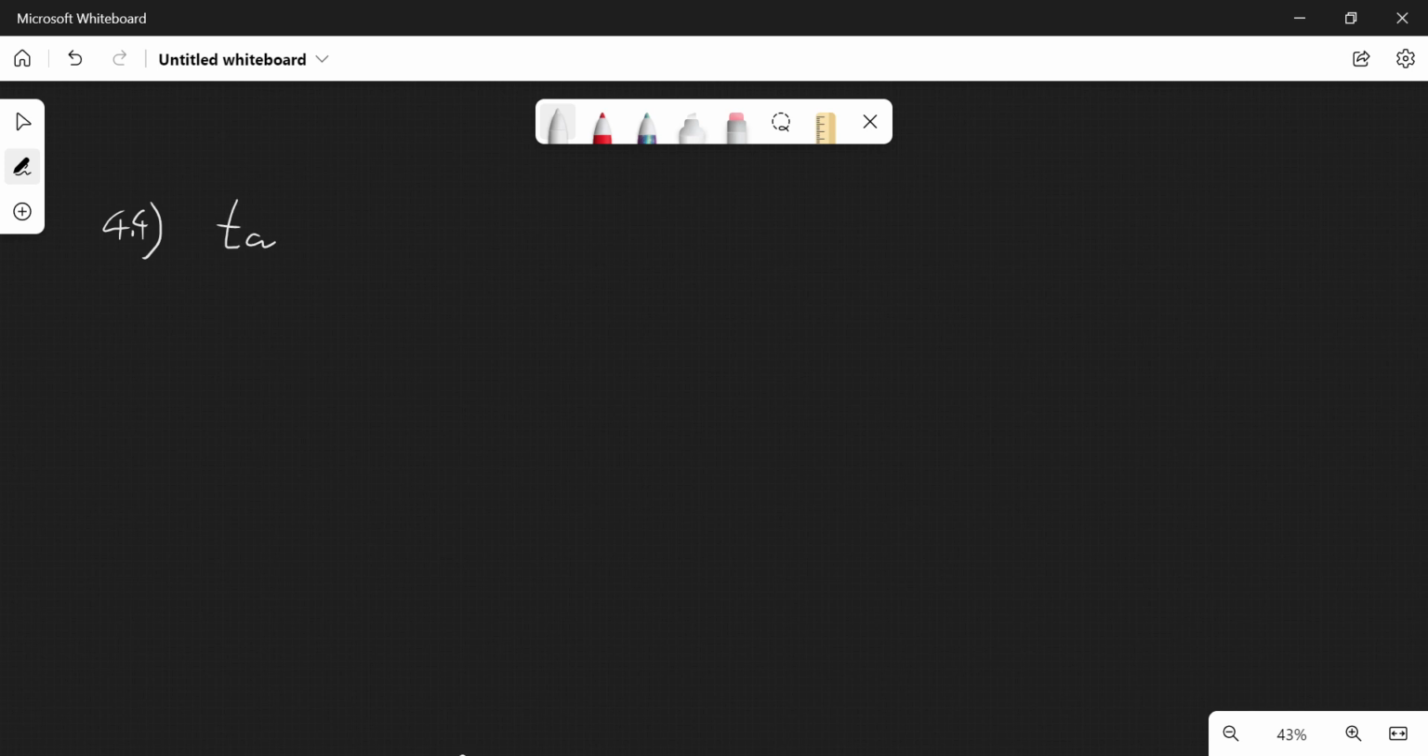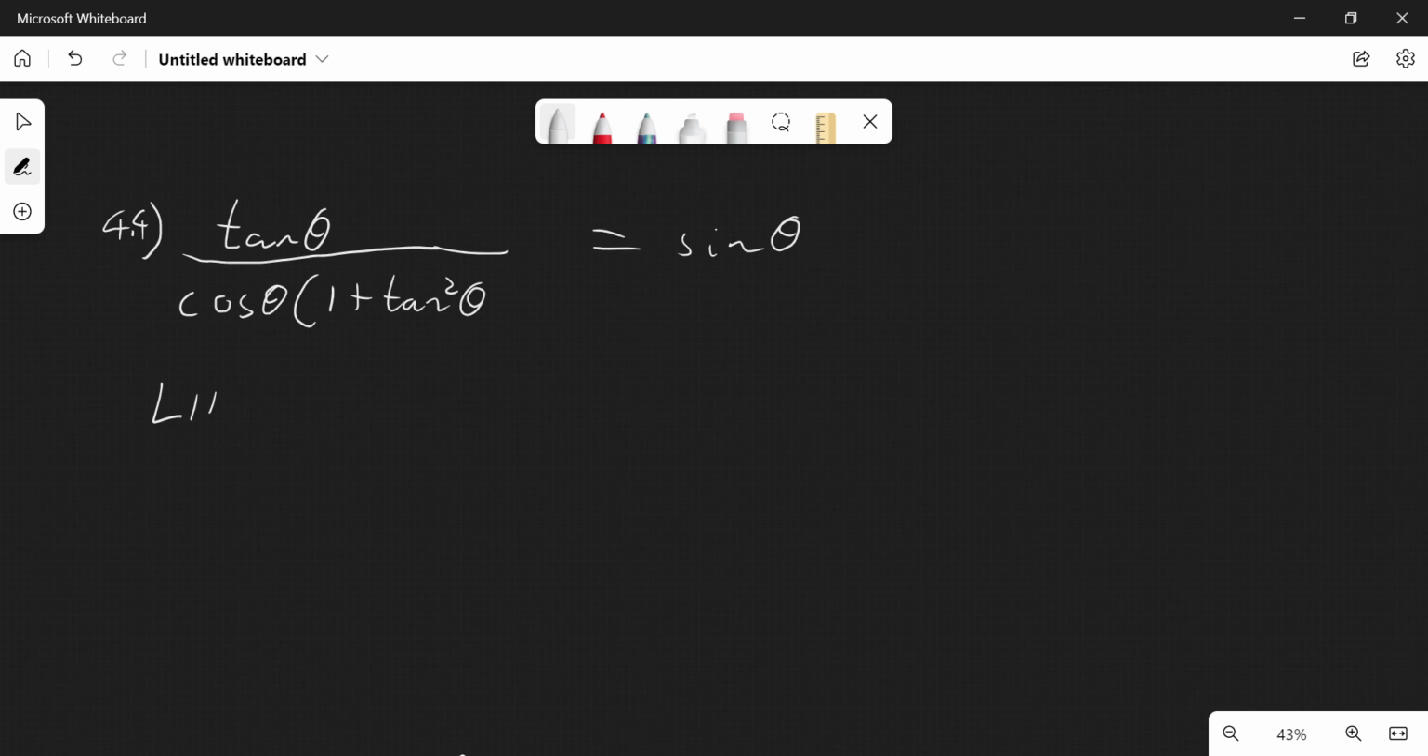Tan theta over cos theta times 1 plus tan squared theta equals sine theta. Wow, that theta is horrendous. Okay, sine theta. Alright, so our left hand side is the more complicated one, so let's deal with that.